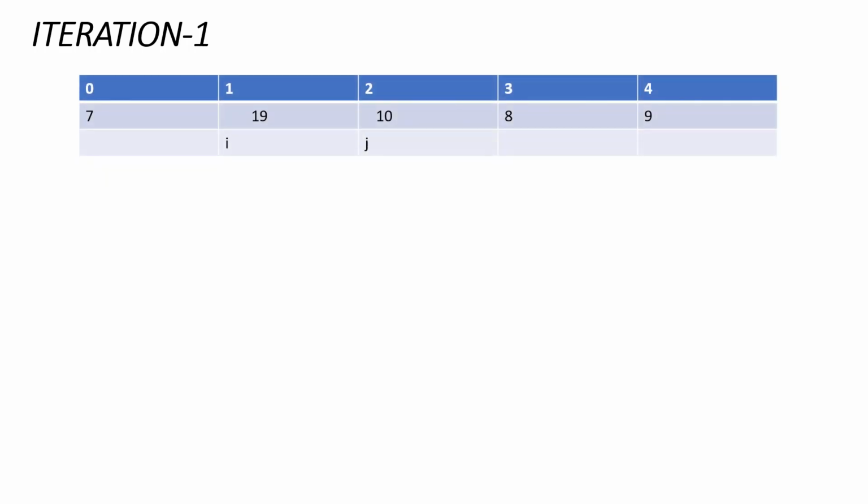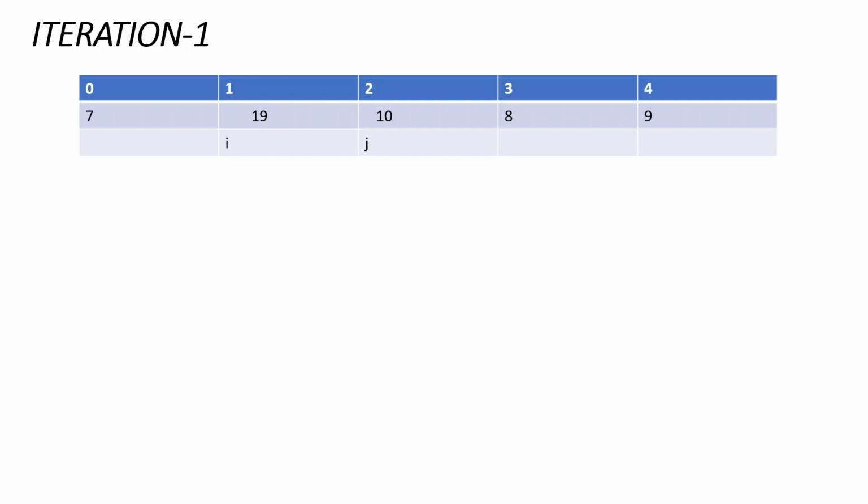In iteration 1, that is the second iteration, the values at indexes 0, 1, 2, 3, 4 are 7, 19, 10, 8, 9 respectively. As we discussed before, in the definition, the sorted part is at the left side and the unsorted part is at the right side. Here 7 is sorted, so it is at the left side. The remaining elements are at the right side.